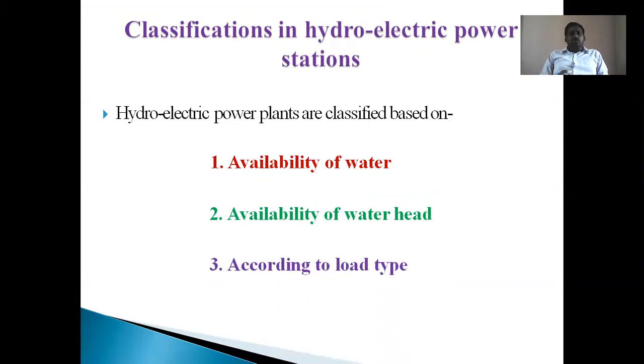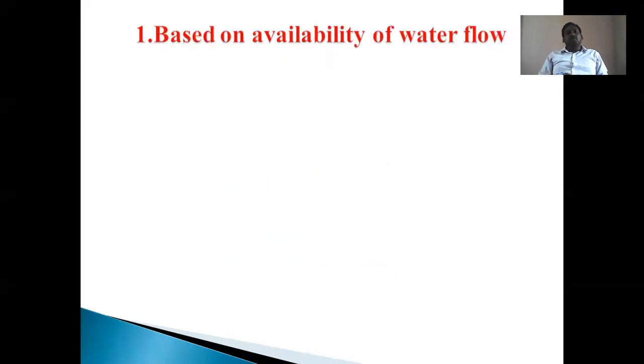Next, according to load type, that means how much load is connected on the power plants. It is base load or it is peak load. Depending upon that type of load, these hydroelectric power plants can also be classified. So if we observe the first one, based on the availability of water flow.